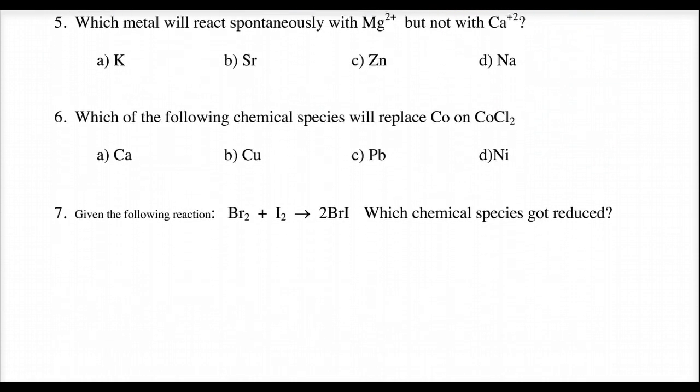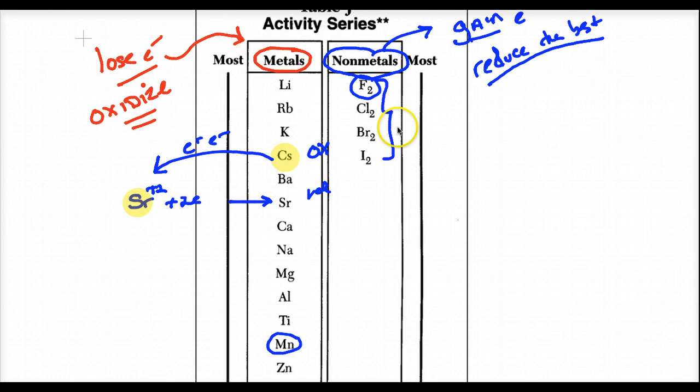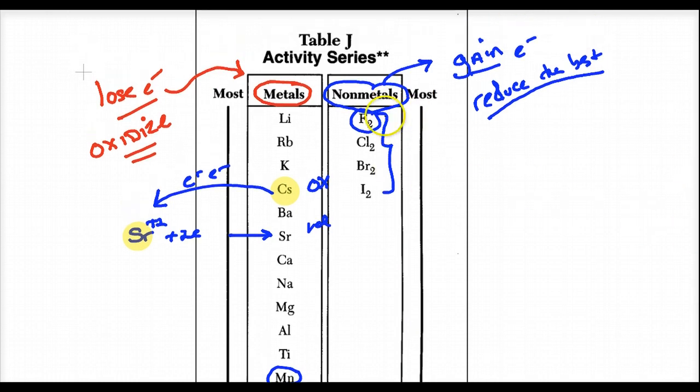I want to jump to number 7 because this is a little bit different. Number 7 has no metals. It's a bunch of nonmetals. And if we go to table J, we can see that the nonmetals are listed just like the metals, and they're listed from their ability to reduce the best. So unlike this chart, which shows the metals, where their ability to oxidize is on top and drops as you go down, here it's listing the most reactive species by its ability to gain electrons, or reduce.